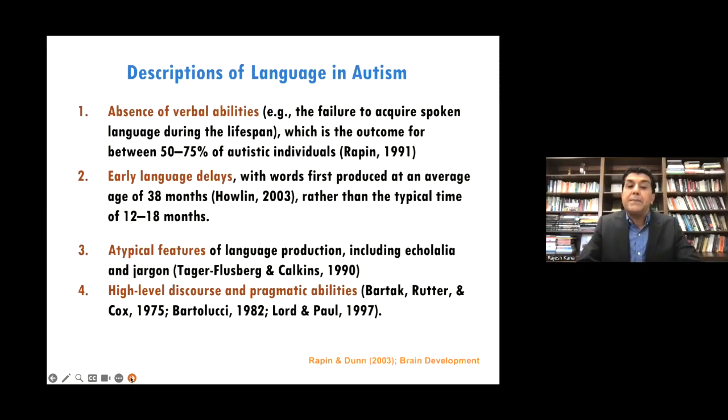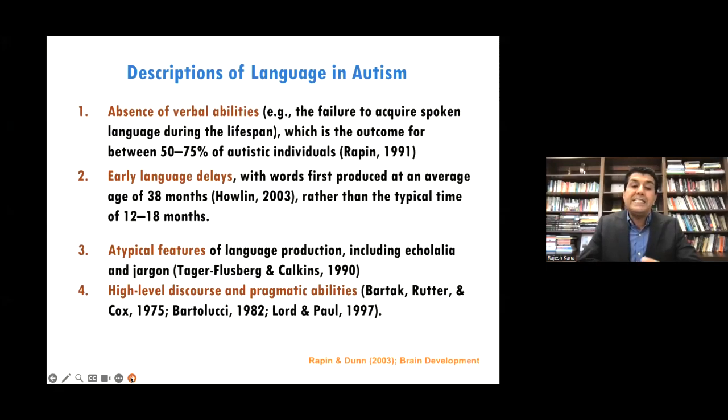Number 1, absence of verbal abilities. That's the failure to acquire spoken language during lifespan. You will see this in a lot of autistic individuals, like complete absence of a language. Number 2 is early language delays. So there is a delay in language, with the first word produced at an average age of about 38 months instead of the typical 12 to 18 months window.